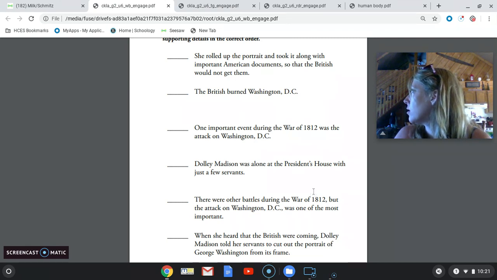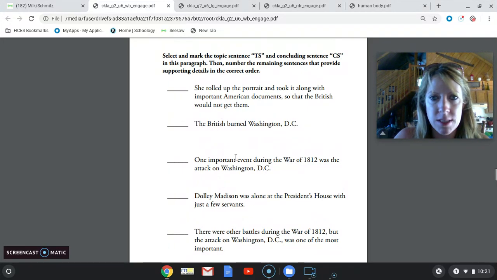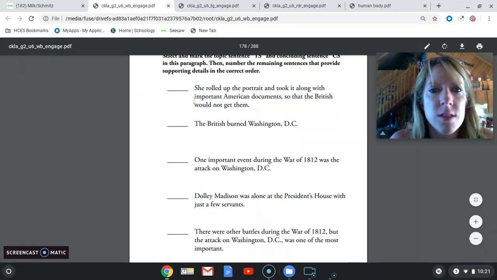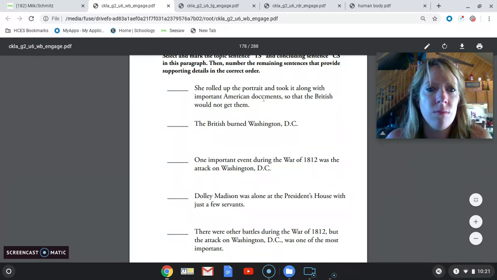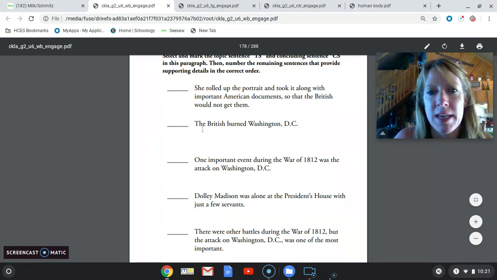Too much noise. Yes. So we have to, again, read all the sentences first, decide what the topic sentence is, what the whole paragraph is going to be about, where our details will go, and what would end it. So she rolled up the portrait and took it along with important American documents so that the British would not get them. We haven't mentioned a she yet, so nope, that can't start it.